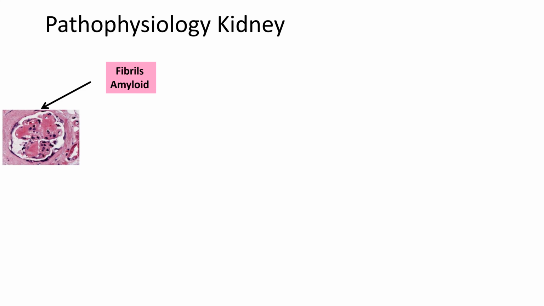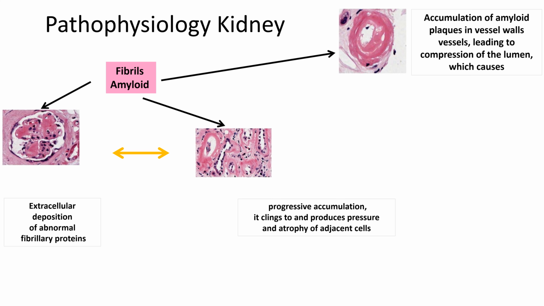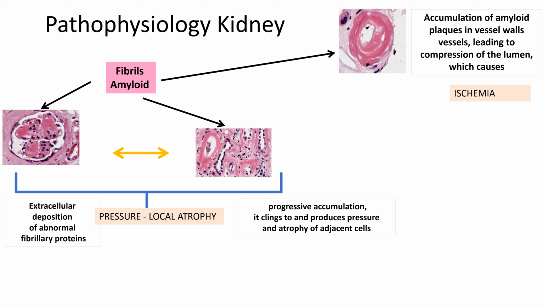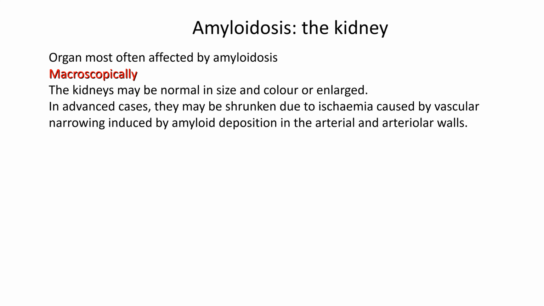For the kidney, it's the same. The deposit of amyloid fibrils in the glomerulus and in the interstitium can lead to pressure and atrophy of adjacent cells, and ischemia, pressure and local atrophy can lead to end-stage renal disease. The kidney is the organ most often affected by amyloidosis.